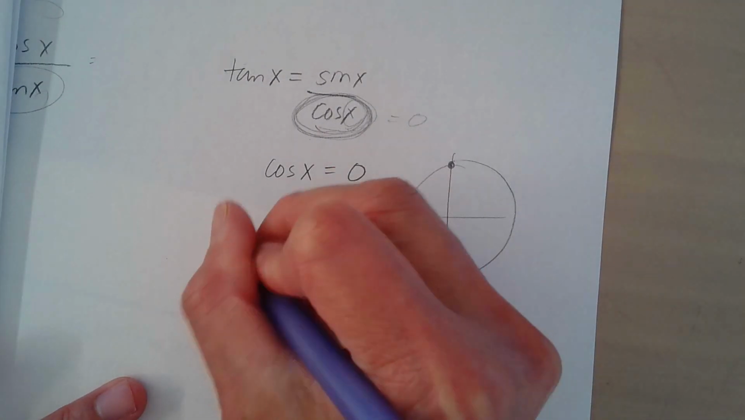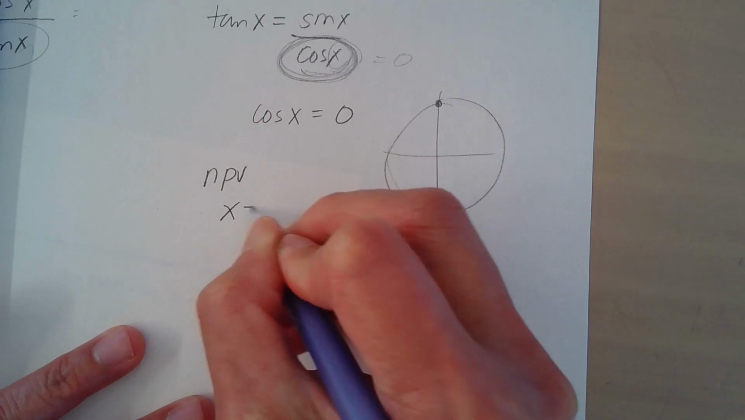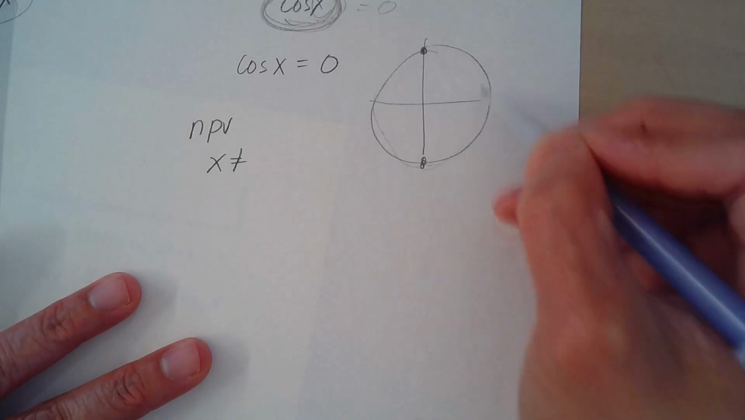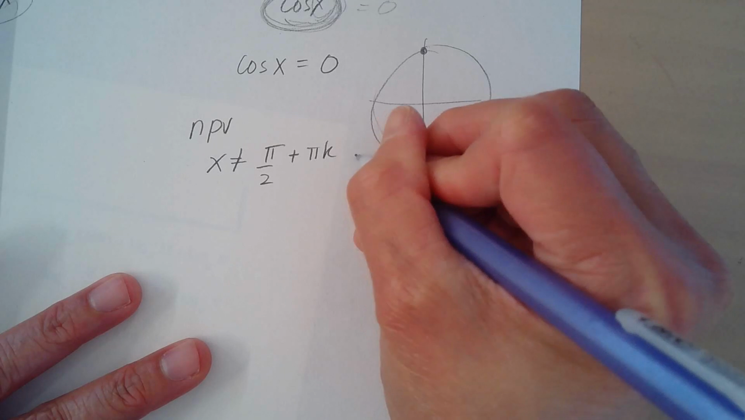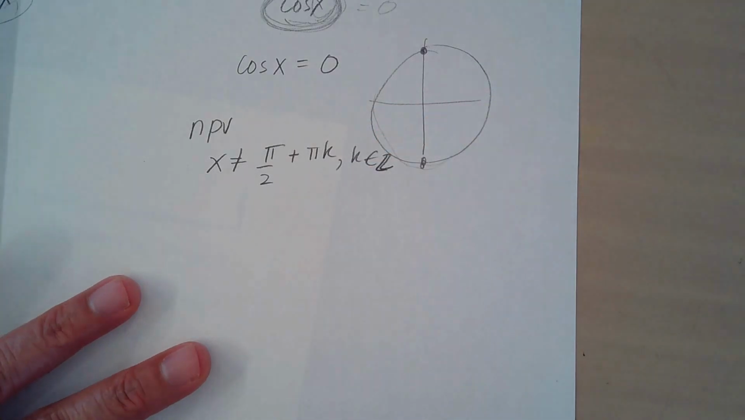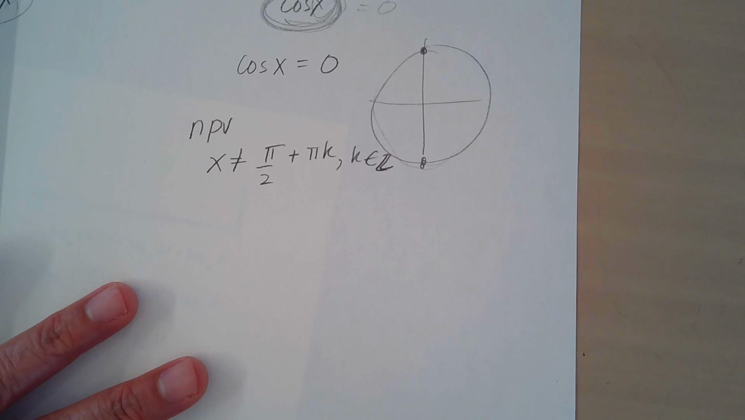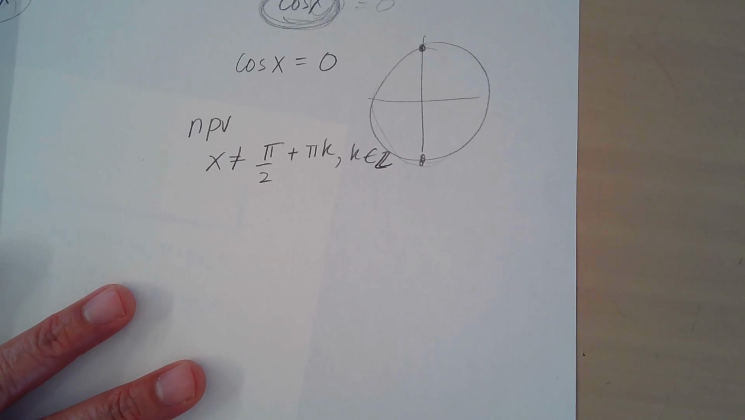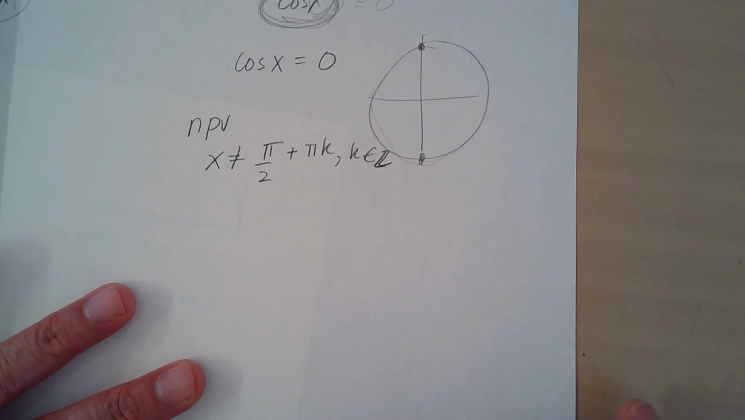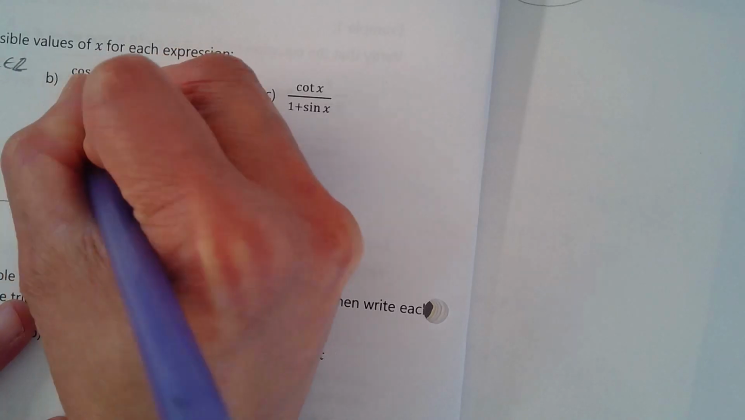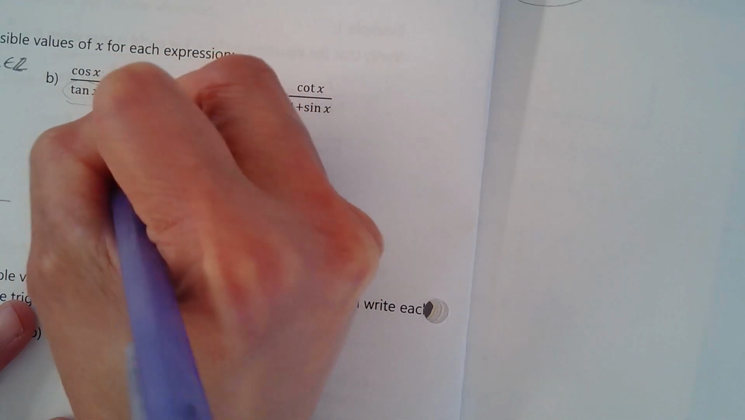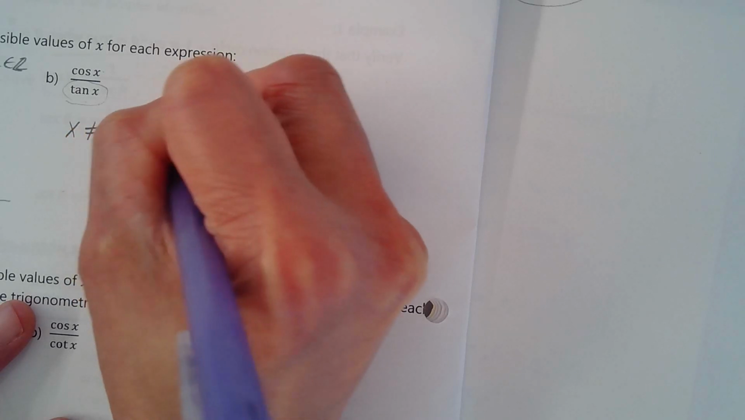Okay, what's a non-permissible value? x cannot equal pi halves plus pi k, where k is an element of an integer. So far so good. So I'm going to write that down. The non-permissible value: x cannot equal pi halves plus pi k, where k is an element of the integer.